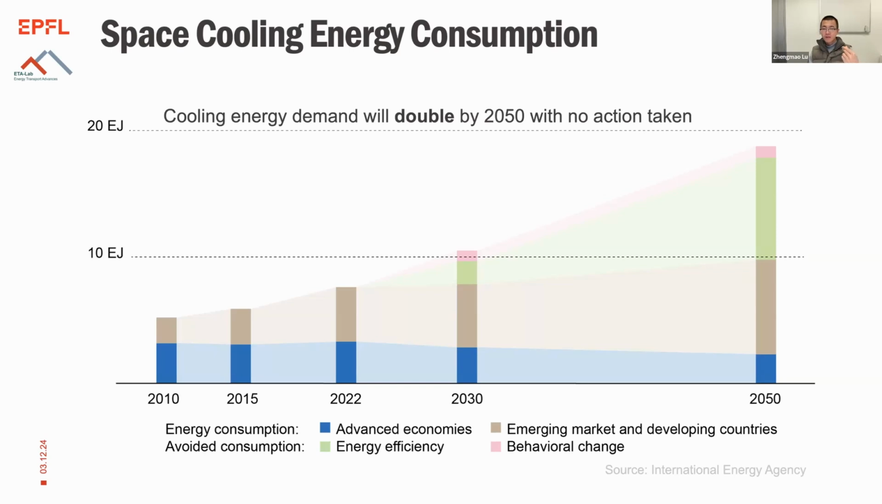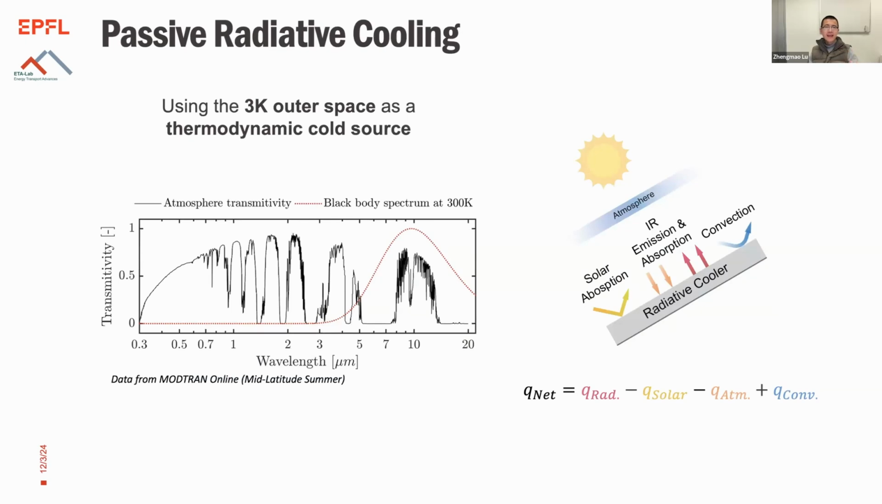One promising way to do this is using 3K outer space as your thermodynamic cold source, or using passive radiative cooling. Our Earth's atmosphere has two types of transparent windows for electromagnetic waves. One is in the solar spectrum. This is why we see the sunlight going through the atmosphere without too much problem. And the other is in the mid-IR spectrum, where if you are emitting at that spectrum, it can transit through the atmosphere also without much loss.